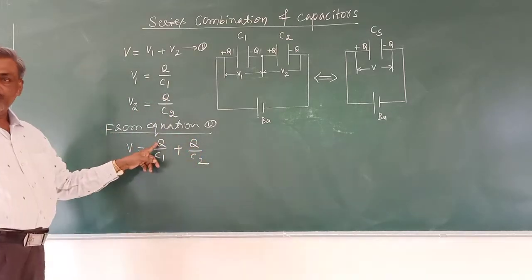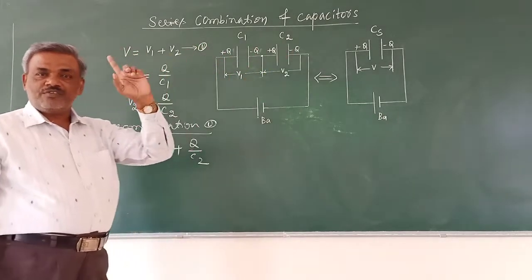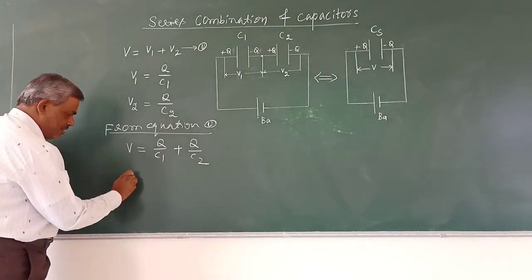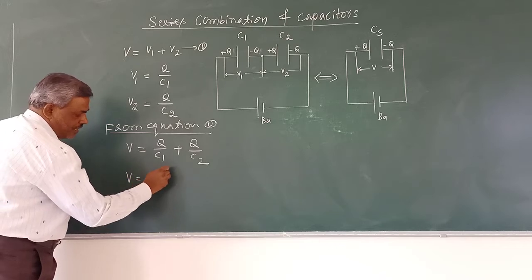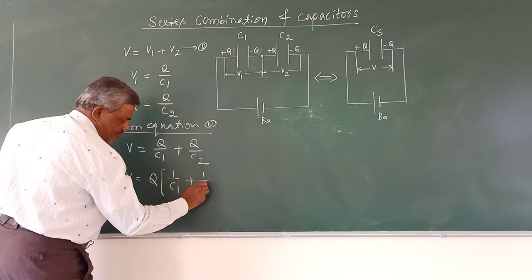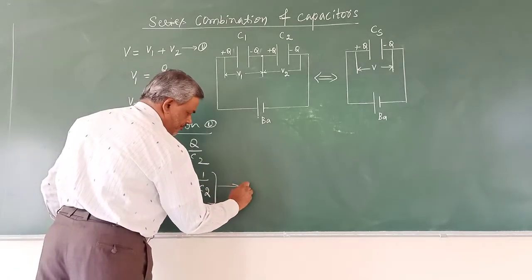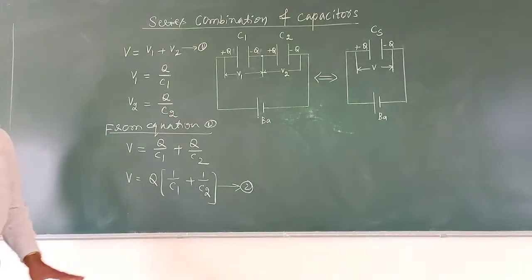What is the Q? Q is the charge. The charge on each capacitor is same in series combination. So V equal to Q take outside, so 1 by C1 plus 1 by C2. So this is equation number 2.